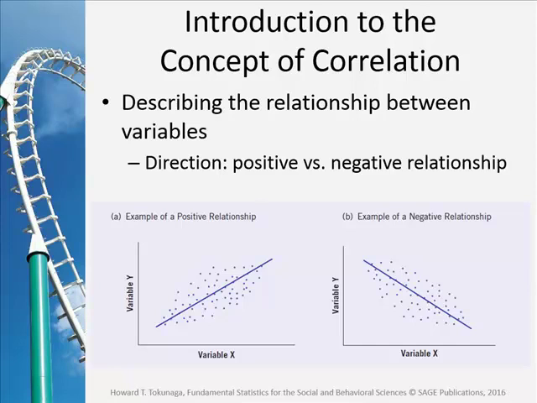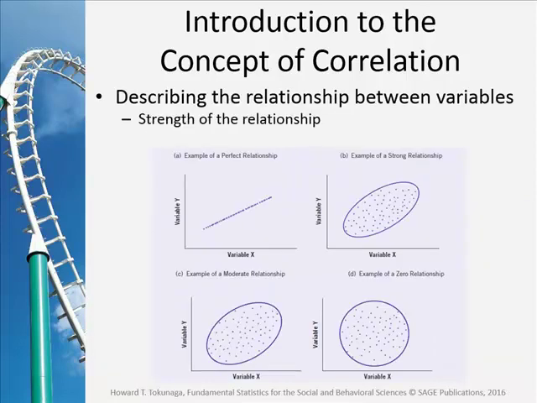We also, using correlation, can talk about how the relationships affect each other. So as x increases in a positive relationship, y also increases. If it's a negative relationship, as x increases, y decreases. So you can have both positive and negative correlation.